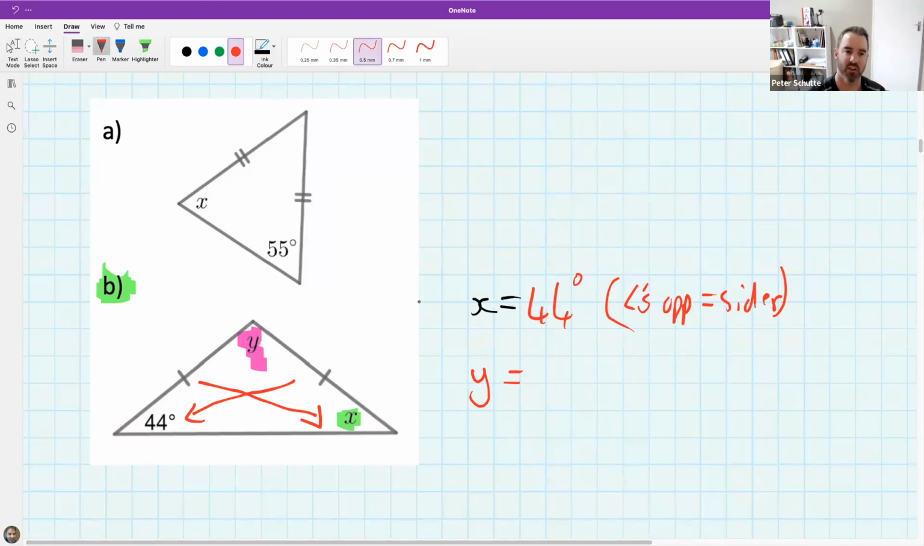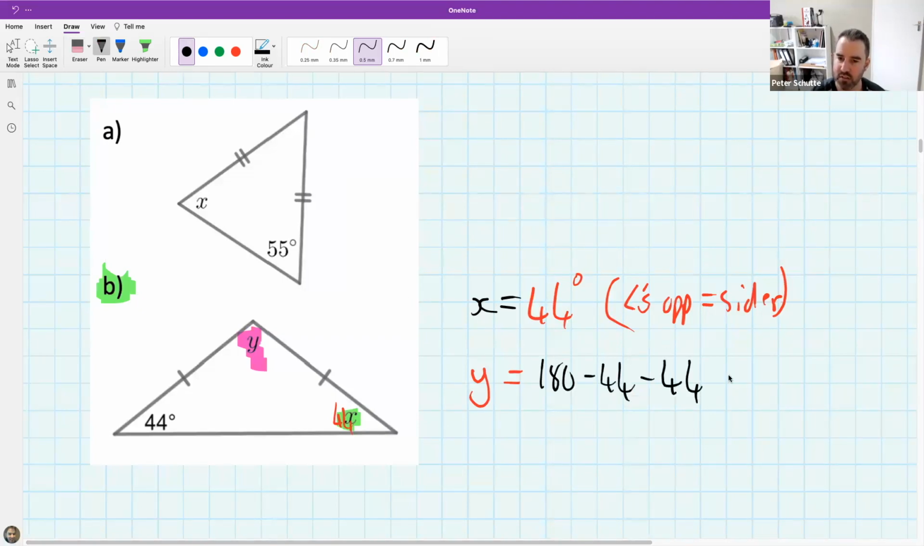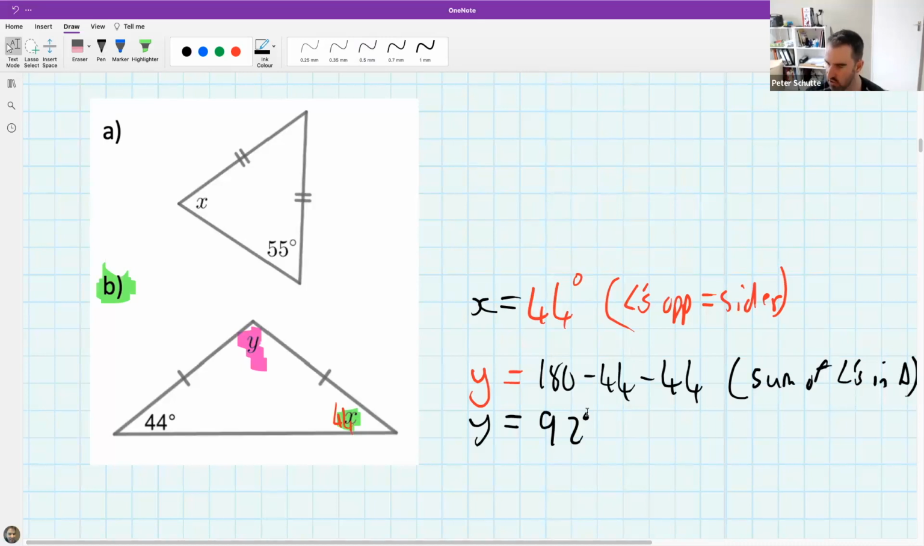Well, I suppose I could write in that this is 44. But now, oh, wait, all triangles add up to 180. So I could just say this. And then I'll give a reason. And the reason is sum of angles in a triangle. That's how I know what that's going to be. And I should get, well, that's 88. So if I take away that, I should get 92. Yeah, that's not bad.